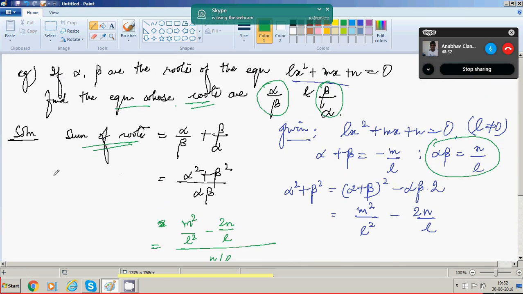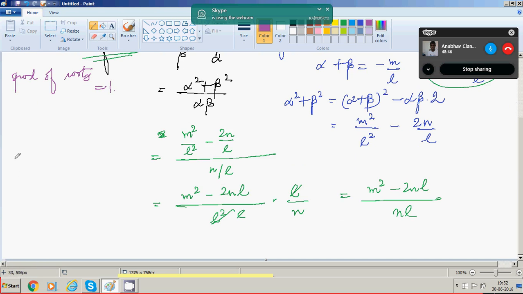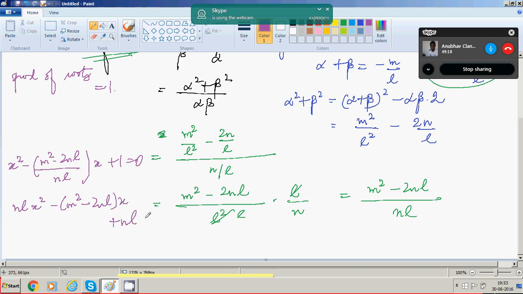And what is the product of roots of the new equation? Alpha by beta into beta by alpha, which is 1. Good. So product of roots is 1. So here we have the equation x squared minus the sum of roots, m squared minus 2nl by nl, times x, plus 1 equal to 0. So nl not equal to 0.